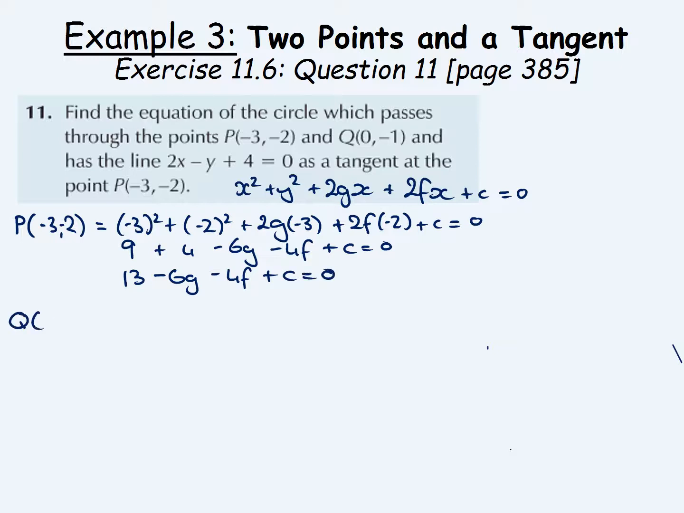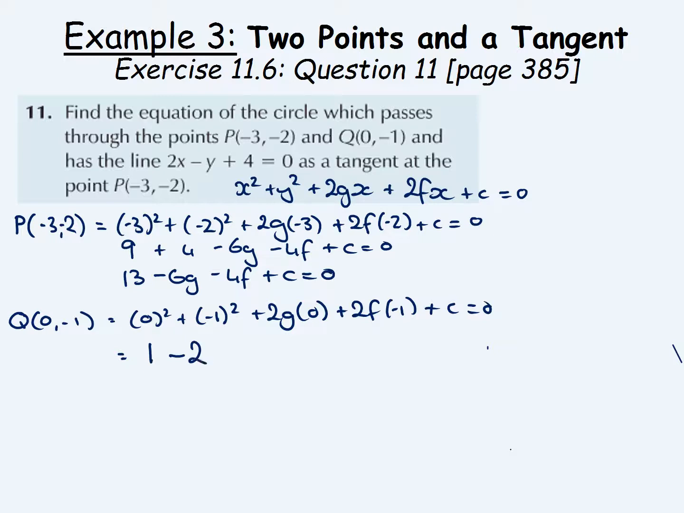Q then is 0, minus 1, so we can sub that in. So we get 0 squared plus minus 1 squared plus 2g times 0 plus 2f times minus 1 plus c is equal to 0. Here 0 squared is 0, minus 1 squared is 1, 2g by 0 is 0, minus 2f plus c equals 0. So we have equation 1 here, we have equation 2 here.